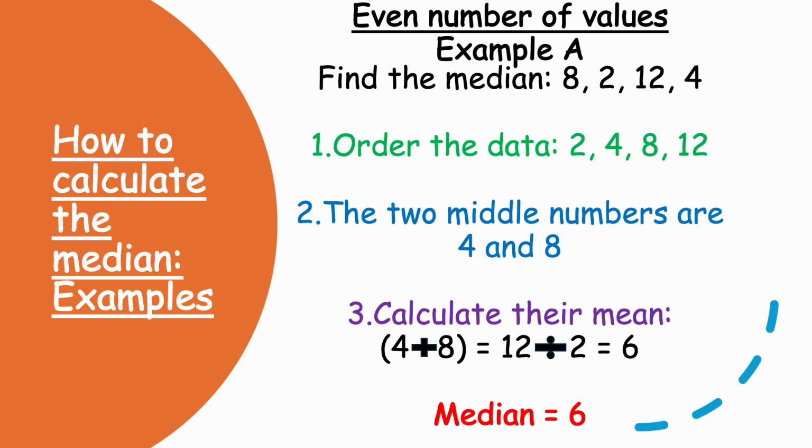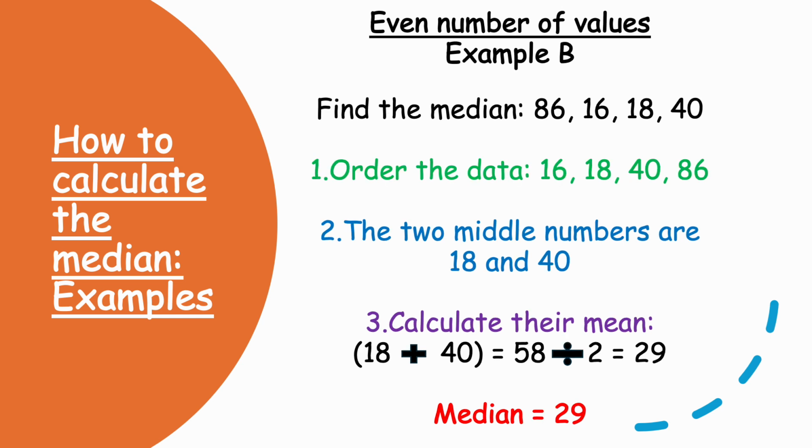How to calculate the median? Examples. Even number of values. Example A. Find the median. 8, 2, 12, 4. Step 1. Order the data. 2, 4, 8, 12. Step 2. The two middle numbers are 4 and 8. Step 3. Calculate their mean. 4 plus 8 equals 12. Divide by 2 equals 6. The median equals 6.